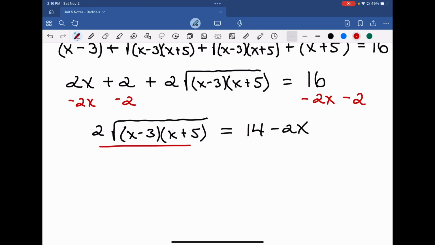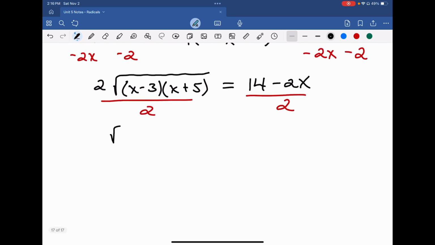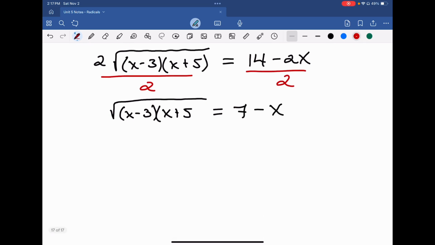Because these are all divisible by 2, let's just get rid of that piece. So I divide from both sides. This gives me that the square root of x minus 3 and x plus 5 is equal to 7 minus x. Now I'm going to square both sides in order to get rid of the radical.